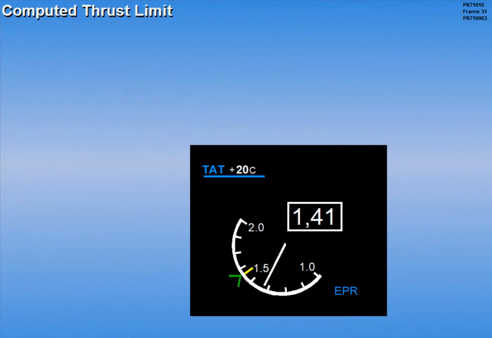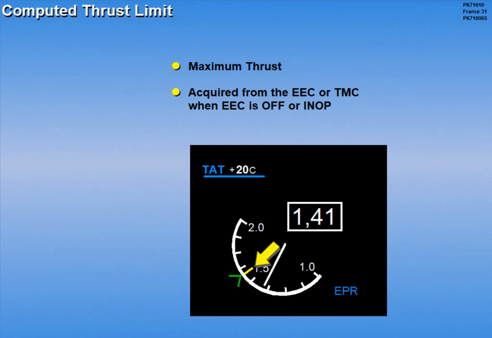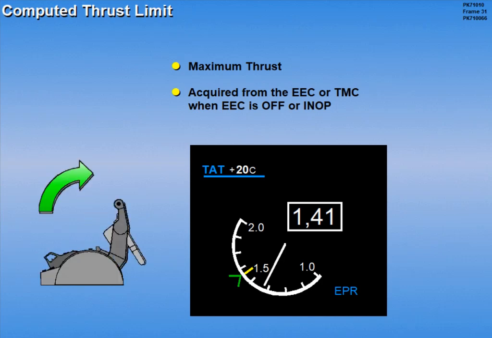A computed thrust limit is also displayed as an amber line on the periphery of the EPR indicator. This limit is the maximum thrust for all phases of flight and varies with existing ambient conditions. This value is acquired from the electronic engine control, or the thrust management computer, when the electronic engine control is off or inop. With the electronic engine control thrust limit protection operative, the throttles can be moved to the forward stop, and the engines will not exceed the displayed limit.